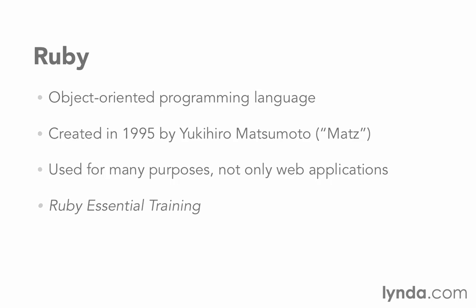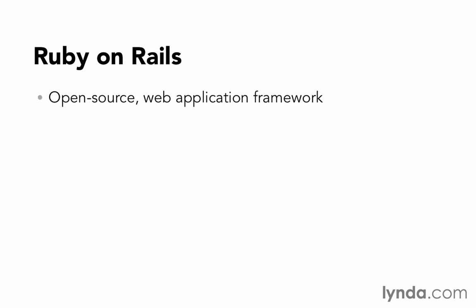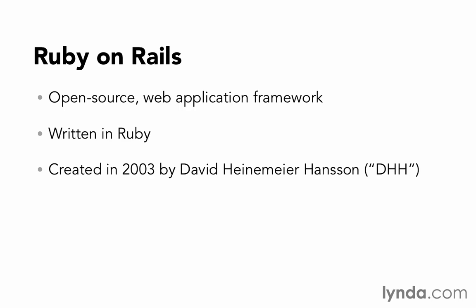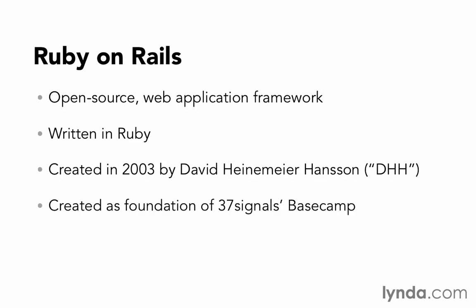Now, if Ruby is the first half, then Rails, or Ruby on Rails, is the second half. So what is Rails? It's an open source web application framework that's written in the Ruby language. It was created in 2003 by David Heinemeier Hansson, who the community often refers to as simply DHH for short. Rails was created as the foundation of 37signals' Basecamp application. Rails was then released as open source software for anyone to use in 2004.